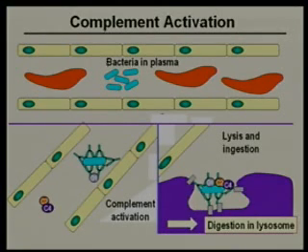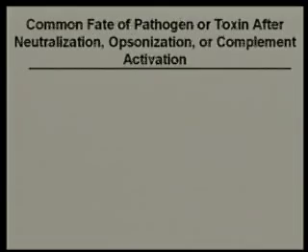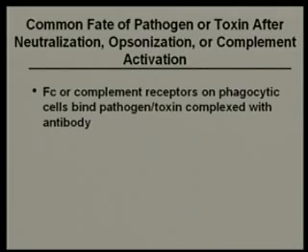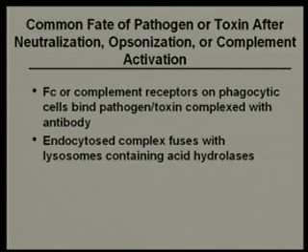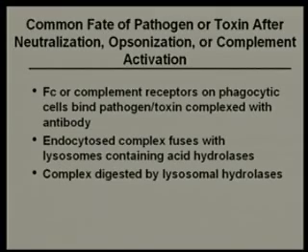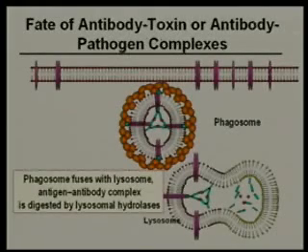So the main concept here is that antibodies are able to bind or recognize either toxins or bacteria, and this pretty much labels them for phagocytosis and clearance. And that's shown here. Basically, Fc or complement receptors on the phagocytic cells bind to the pathogen or toxin complexed with the antibody. They become endocytosed and chewed up by the lysosomes. What you have, again, is a complex, the antibody with a toxin, it's endocytosed, the phagosome then fuses with the lysosome, and then this complex is digested and cleared.